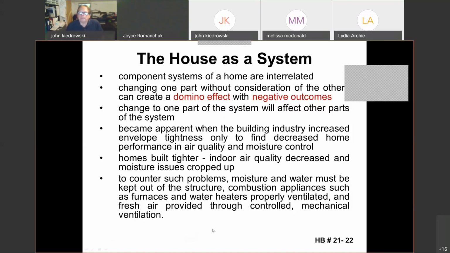So to counter the problems with moisture and water, it must be kept out of the structure. We also need to think of how can we get the moisture out. So as an example, in my home, when I built it, I initially did not have a heat recovery ventilation system. I had some exhaust fans in the bathroom. I didn't have an exhaust fan in my laundry room or even in my kitchen. But those things certainly do help. But I also, over time, discovered that I was getting a lot of condensation and moisture buildup in the house, which means I need to really think about a heat recovery ventilation system, or an ERV, energy recovery ventilation system.